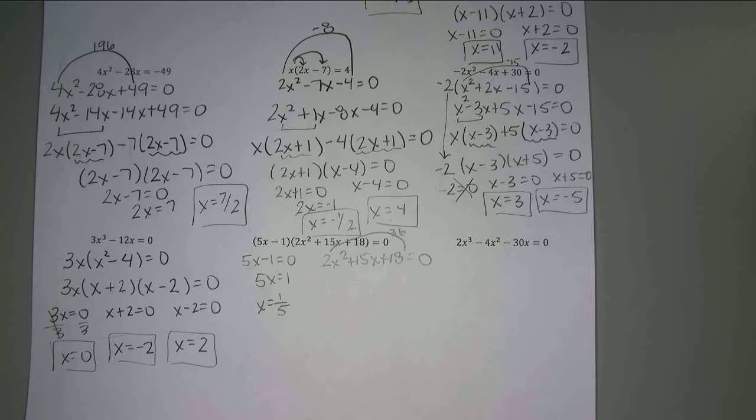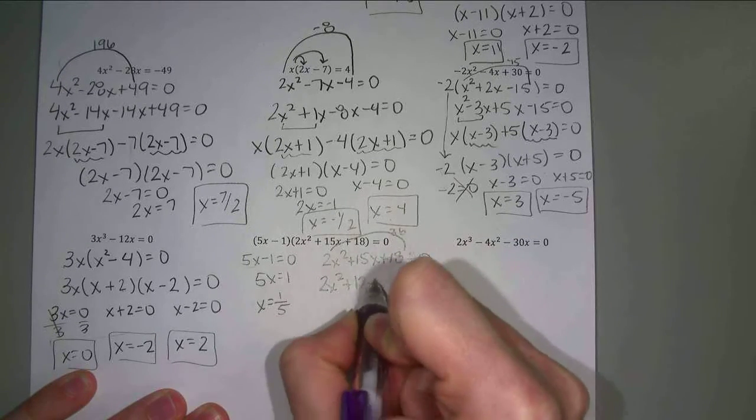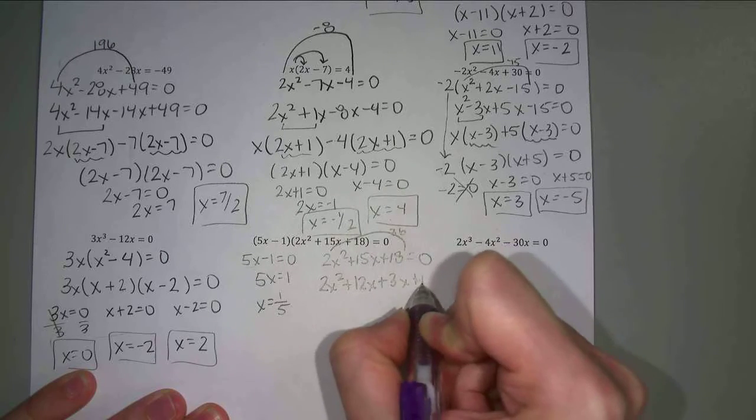15. So you do 1 and 36, that adds up to 37. 2 and 18, that adds up to 20. 3 and 12, that adds up to 15, okay? So I'm going to rewrite this as 2x squared plus 12x plus 3x plus 18 equals 0.